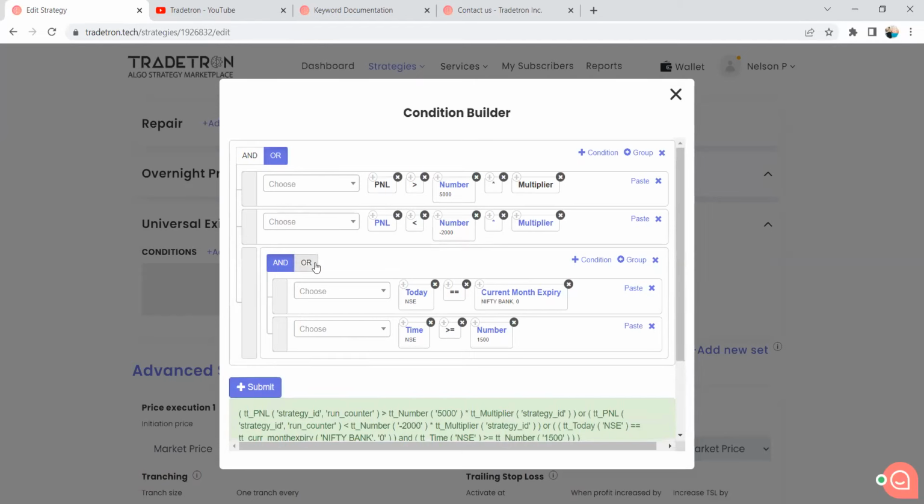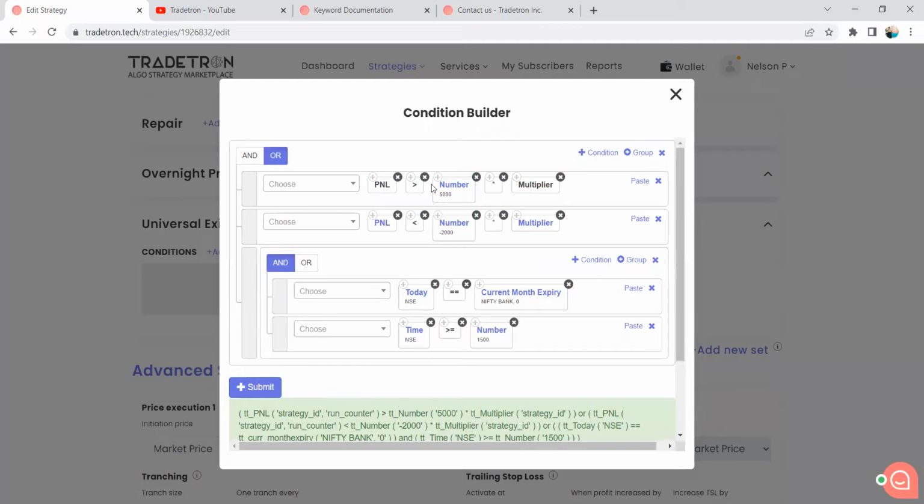So as you can see, it's important to note that we created a group over here because we want these 2 conditions to be together. That I want to exit the strategy at 3 p.m. only if it is the current month expiry. Then only, that's the reason why we have selected these 2 in extra group and we have put them together in AND. And all these 3 conditions, 1, 2, 3 are in OR condition.